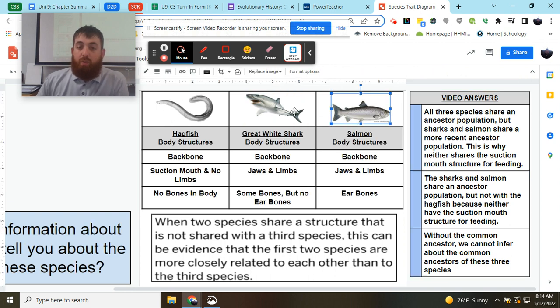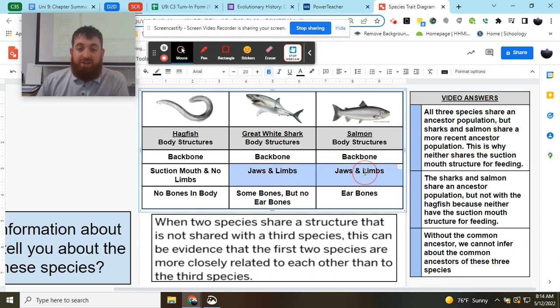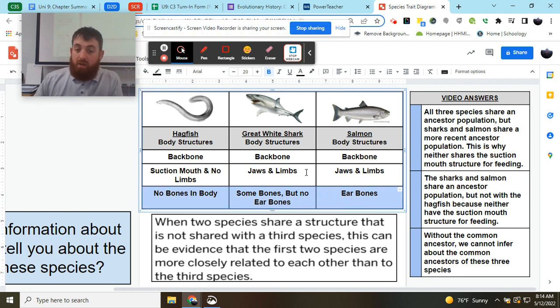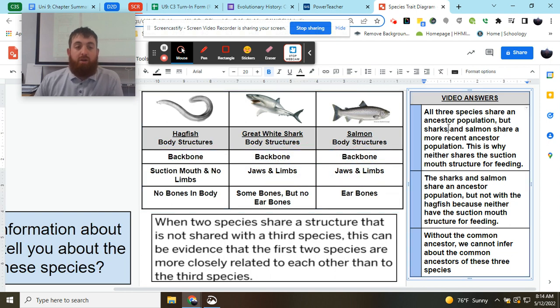We know these two are more related because they share not only the backbone, which is shared by all three, but the jaws and limbs, which our hagfish doesn't. Even though they don't have the same structures in terms of bones in their body, the fact that they have a shared backbone and that shared jaws and limbs tells us that answer number one is the best choice.